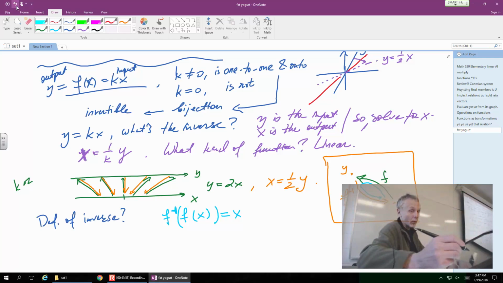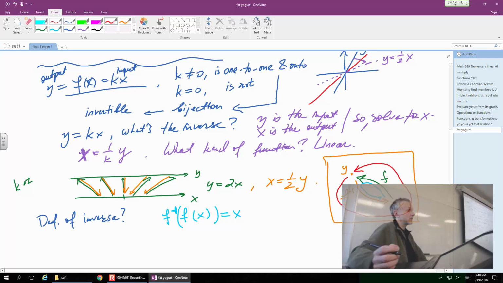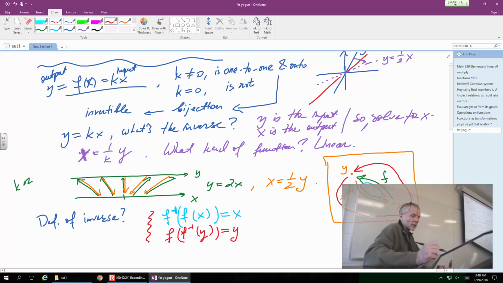I start with y and take a round trip like this. So that's the other one. I start with y, then I apply, look at the picture, I'm applying f inverse, and then I apply f. Once again, we're doing it from right to left, and the end result is y. So this is the whole definition of the inverse.